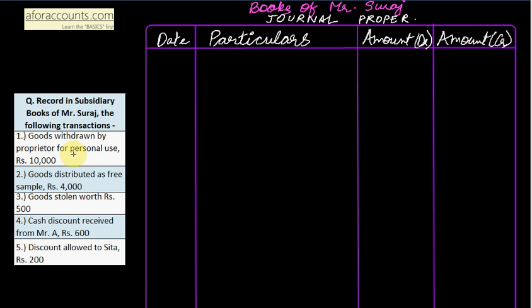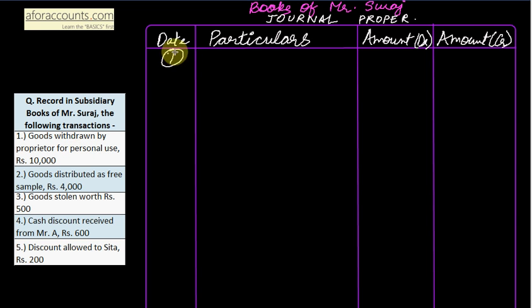In journal proper. When there is no place for the transaction in any of the above books I just said, then the transaction has to go to journal proper. That is, a residuary transaction goes to journal proper. So it is drawing; goods withdrawn for personal use will go to journal proper.